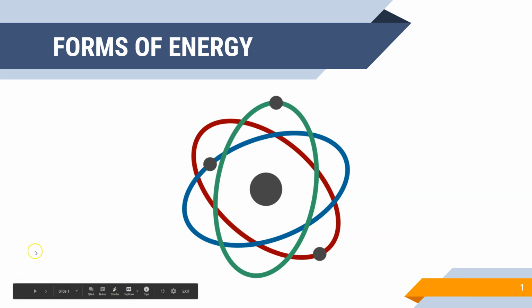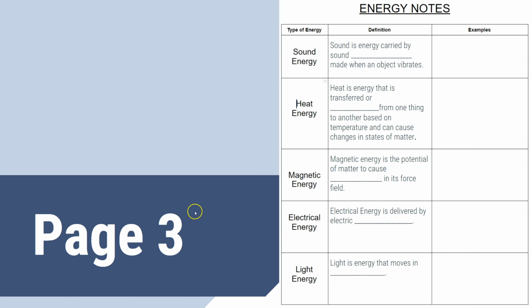Alright, today we're going to be talking about the forms of energy. You're going to need page 3 in your science packet today. We're talking about sound energy, heat energy, magnetic energy, electrical energy, and light energy. You'll be filling out this sheet as I go through the slides for today.